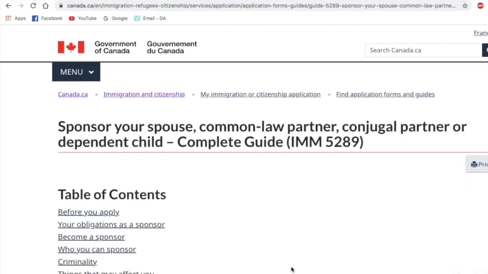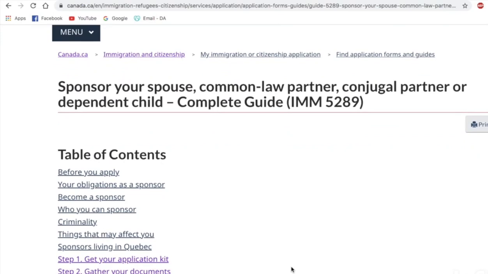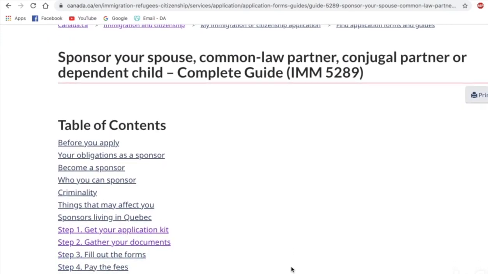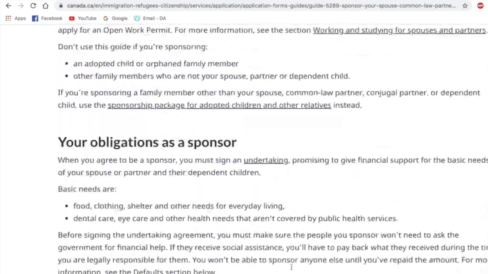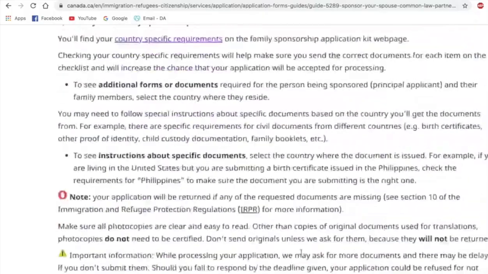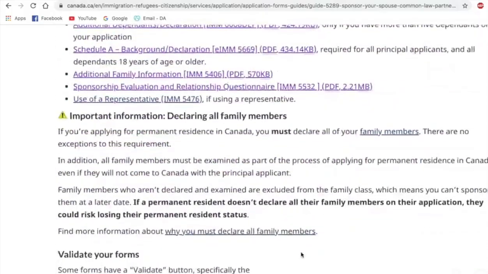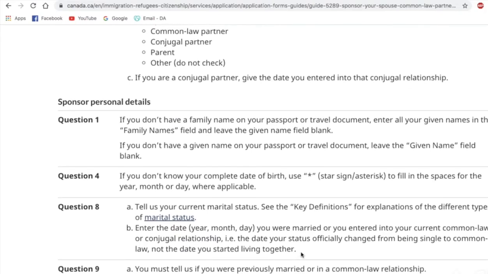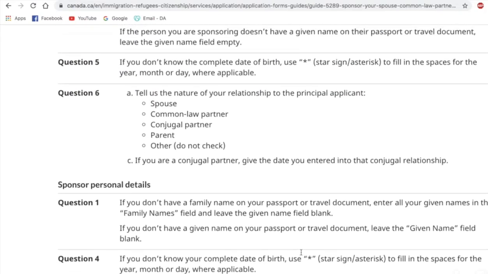The complete guide, as the name suggests, is a very detailed guide, and just by reading it, you can complete the application forms and the whole process. This is very helpful. However, it is too long, so it gets confusing for people and there are questions that still remain, so I'll help you with those as well.